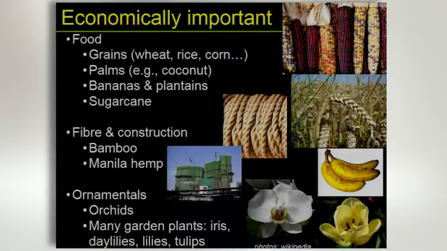Monocots are economically important, so this is one reason why it might be worth understanding their evolution and response to global changes, right? A lot of our staple plants are monocots, things like grains and bananas, plantains. We also use them for fiber and construction, and we have a lot of ornamental plants, right? So there are a bunch of different reasons why people care about monocots.